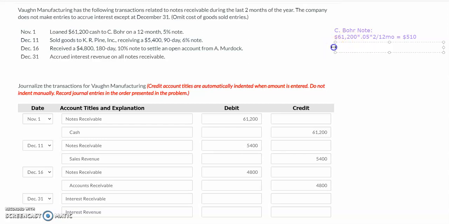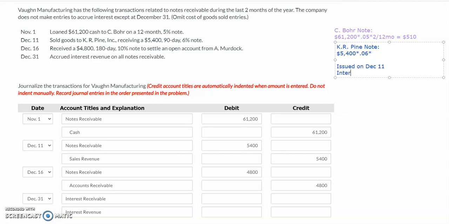Then we have our second note from C.R. Pine. And this note was for the dollar amount of $5,400. We're going to multiply this by the interest rate on the note, which is 6%, so 0.06. And the time for this note, okay? So this note was issued on December 11th.